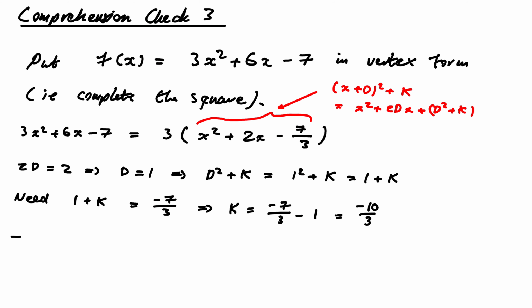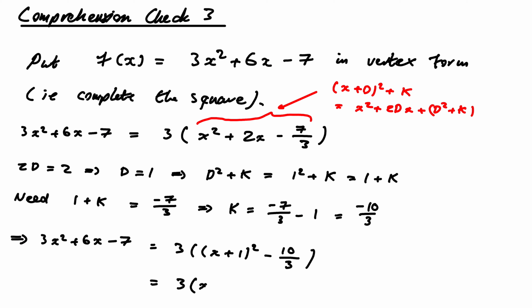So let's put all this together. This now tells me the function I'm interested in is equal to 3 times x plus 1 all squared minus 10 over 3. And finally, to put it in proper vertex form, all I've got to do is distribute this again. So this is now finally 3 times x plus 1 squared minus 10. So it actually turns out to be quite nice. So we've completed the square. We have put it in vertex form, if you want.